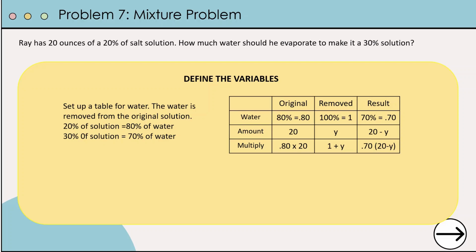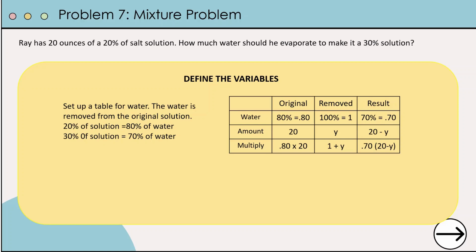Under removed, the water is 100%, which is also equal to 1. The amount is y, and we have 1 times y. On the result, we have 70% as the value of water, which is also equal to 0.70. For the amount, we get the difference of 20 and y, so we have 20 minus y. And we multiply that, we have 0.70 times 20 minus y.